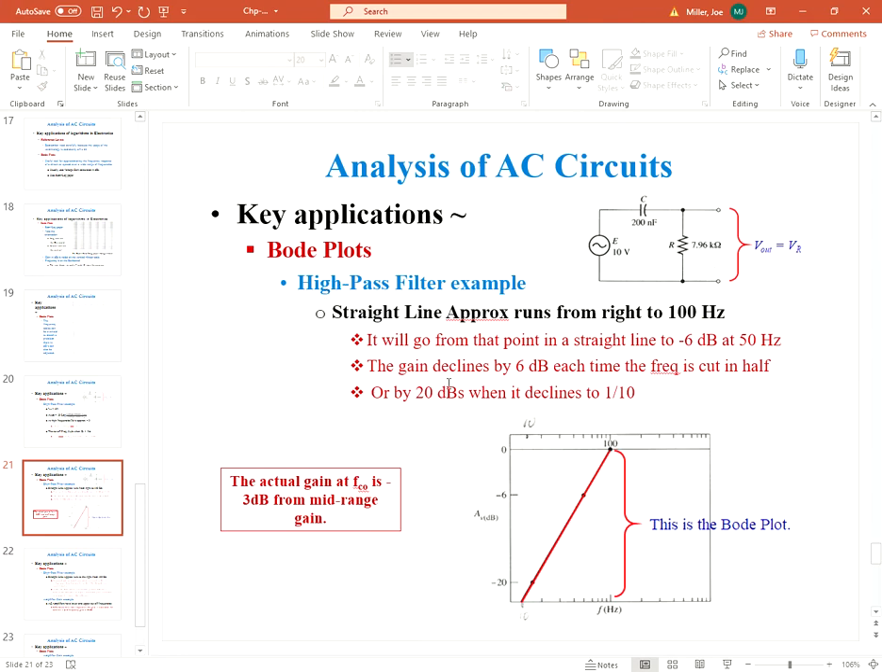And again, high pass filter, the straight line approximation of how this runs would be, and we'll go from that point. Go from that point in a straight line to minus 6 dB at 50 Hertz. So we got 100 Hertz. Let's find 50. That would be 10, that'd be 20, 30, 40, 50. And it'd be minus 6 here. Since this is minus 20, that's 0. 10 would be there.